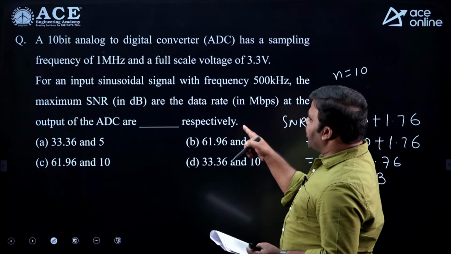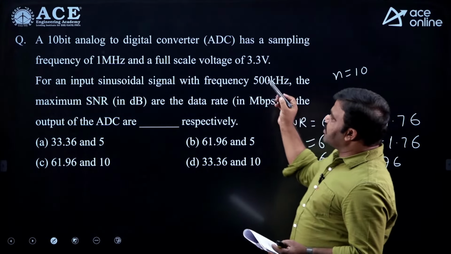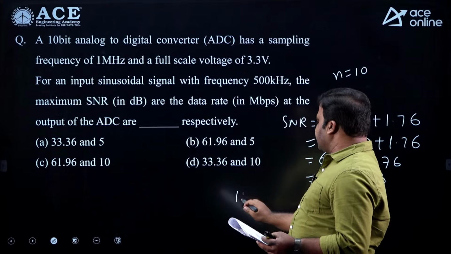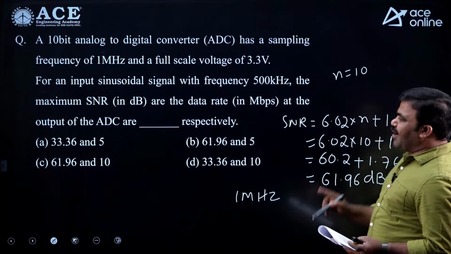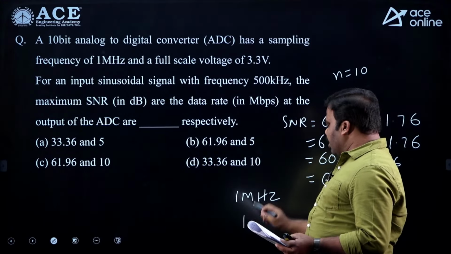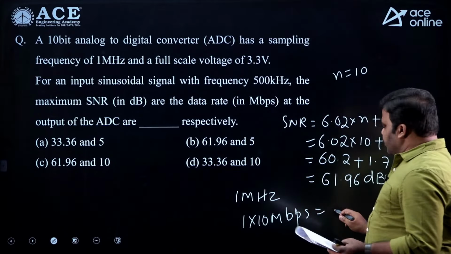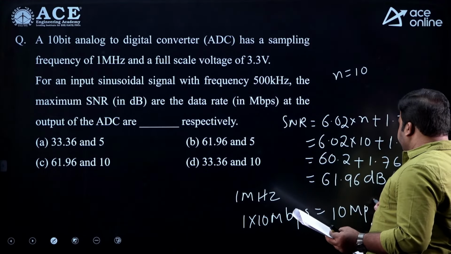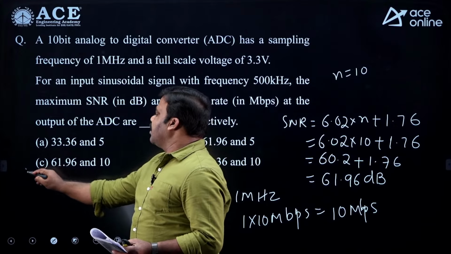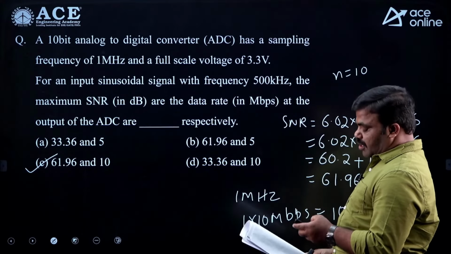Then the next one is, what is the data rate at the output of this ADC? For this, the sampling frequency is 1 megahertz, and each sample is converted into 10 bits. So the number of bits we get at the output of this ADC is one sample into 10 bits, which is 10 megabits per second. So the answer is 61.96 dB SNR and 10 megabits per second is the data rate we are getting at the analog to digital converter output.